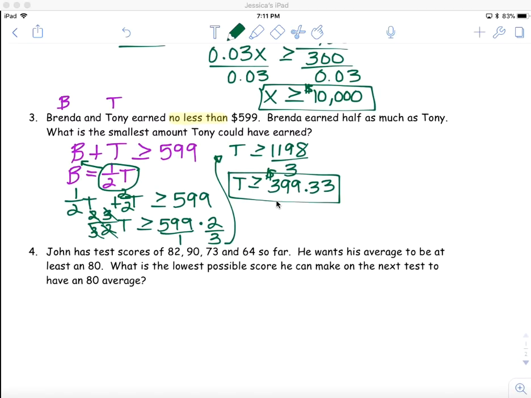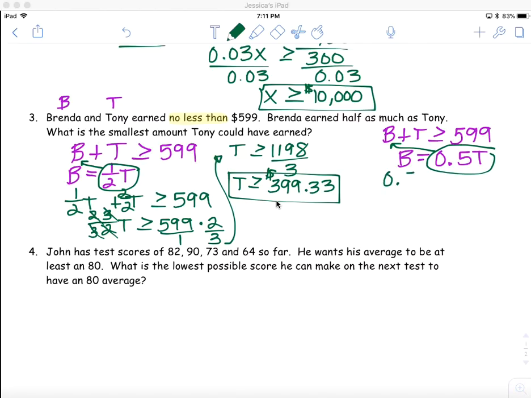Let's look at this if we decided to use a decimal. So if I said B plus T is greater than or equal to 599, and then B equals 0.5T, that's the same thing as 1/2 T. The steps look very similar, but some people find it easier to solve with a decimal. So I'm plugging in 0.5T for B.